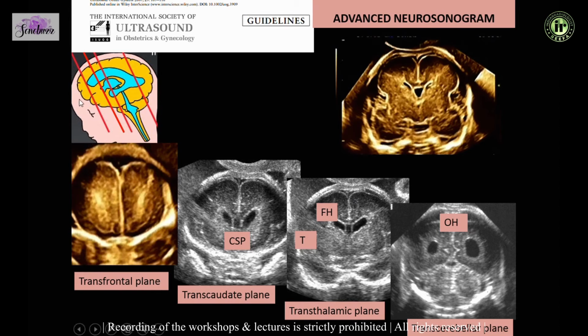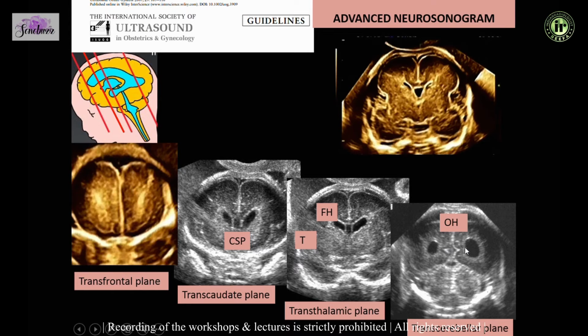In coronal, we take 4 planes. The transfrontal plane is the furthest plane, where you can see the olfactory sulcus here. The second plane is at the frontal horn level, where we see the cavum septum and the corpus callosum, the anterior complex, the cingulate gyrus. And this is a little transthalamic plane, the third coronal plane, again showing you the anterior complex. And the fourth plane is the occipital horns.